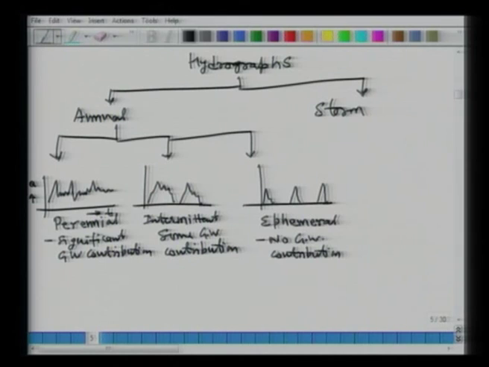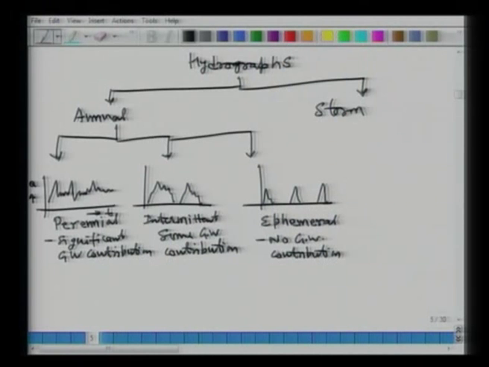All right. So, this is about the annual hydrographs, which are of 3 different types. Again, to summarize: perennial, in which there is significant contribution from groundwater; there is intermittent, in which there is some contribution from groundwater in the form of base flow; and ephemeral, in which there is no contribution from groundwater.